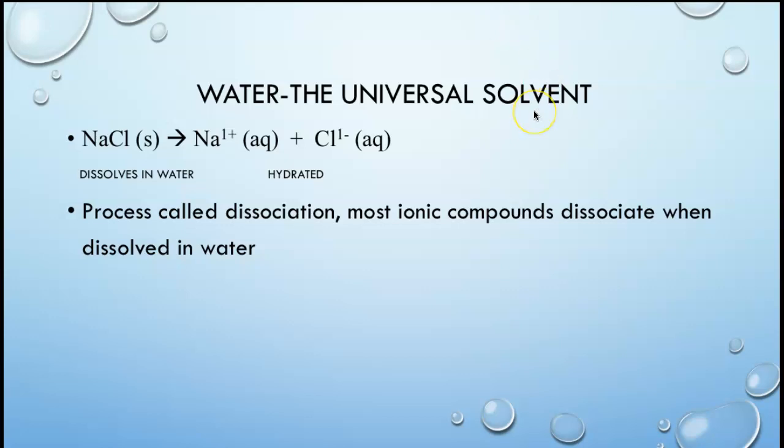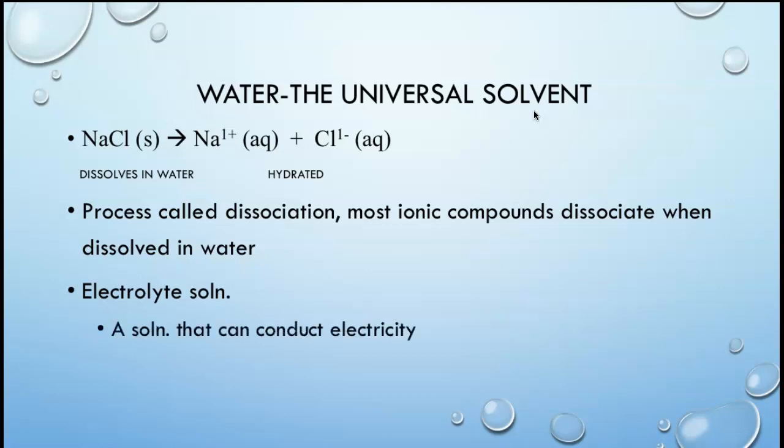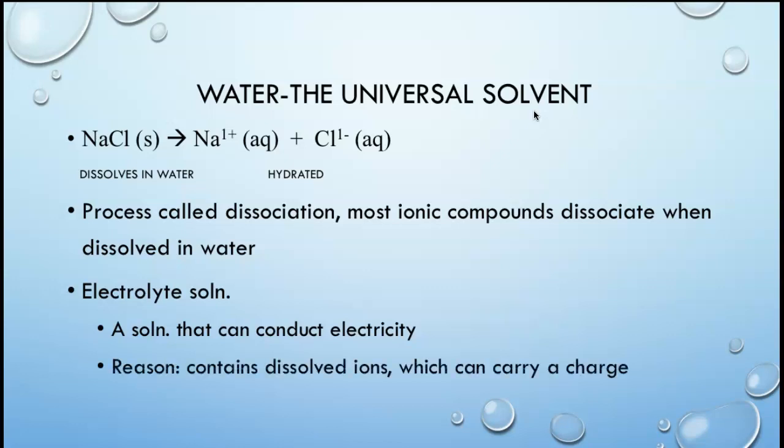Now, the process by which this takes place is called dissociation. So rather than saying that ionic compounds split apart when they dissolve in water, we can also say that they dissociate when they dissolve in water. When that happens, they form a solution that can conduct electricity, which is called an electrolyte solution. So an electrolyte solution can conduct electricity. Now, why can it conduct electricity? Because it contains dissolved ions, which can carry a charge.